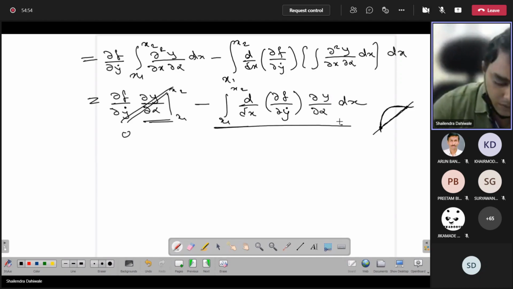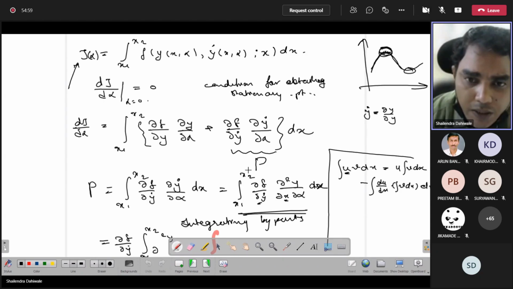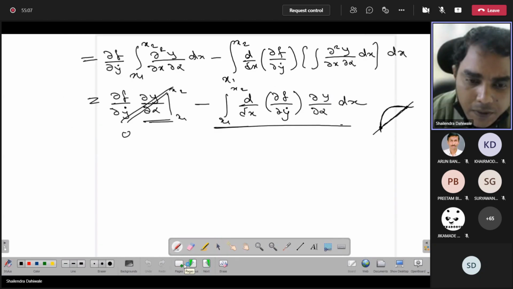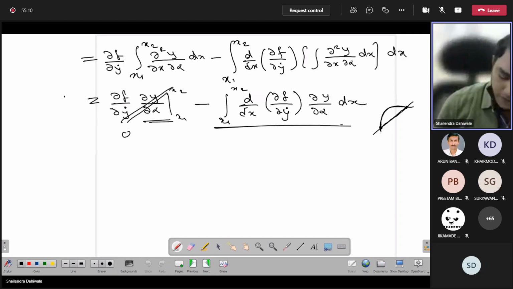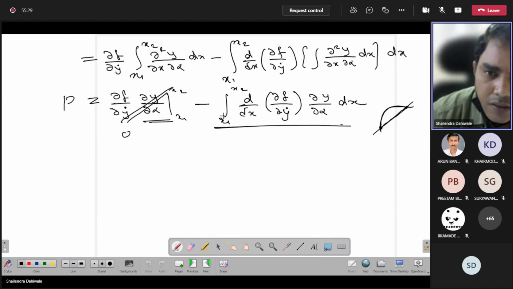And then this part I will substitute, P here. So if you check there, this is dJ by d alpha, which is del f by del y, del y by del alpha, minus this whole term.